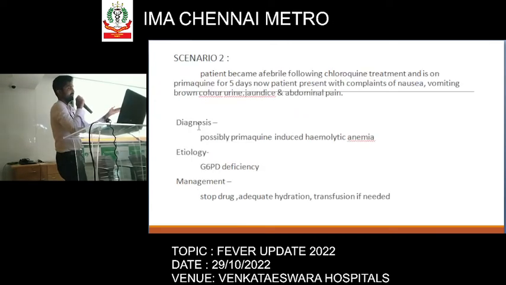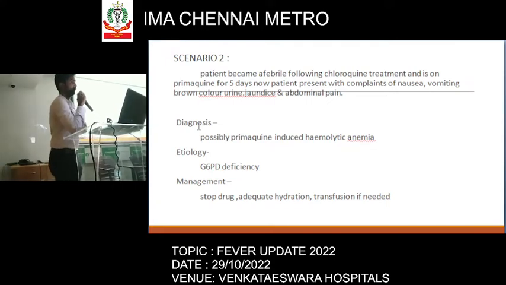So the same patient, however, becomes afebrile with chloroquine tablets, but he is on primaquine for 5 days. Now the patient's complaints are nausea, vomiting, brown colored urine, jaundice and abdominal pain. So what can this be due to? Possibly primaquine-induced hemolytic anemia. Whenever primaquine is given in G6PD deficiency, it can lead to severe hemolytic anemia. So it should be kept in mind that whenever primaquine is given, these patients should be monitored.